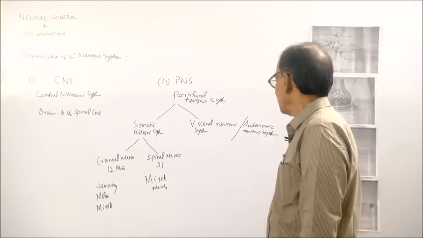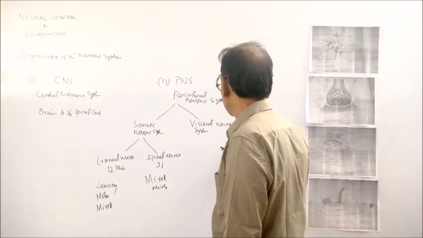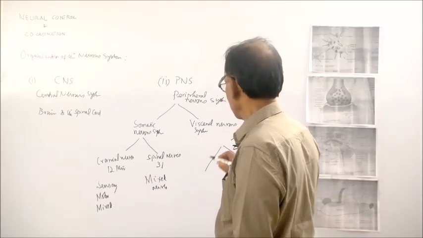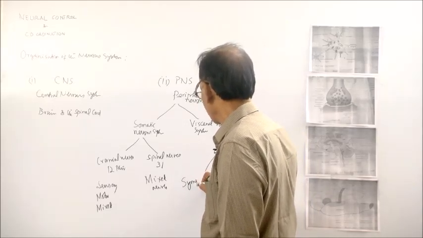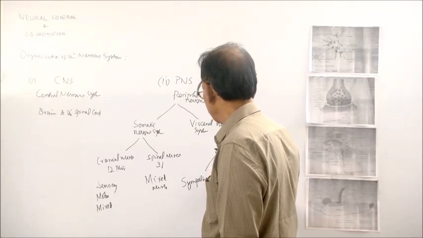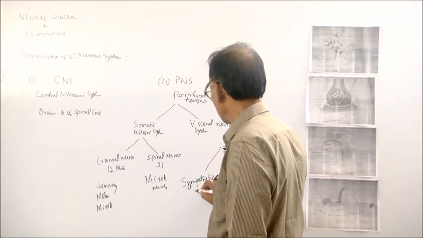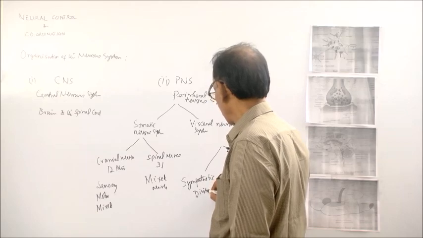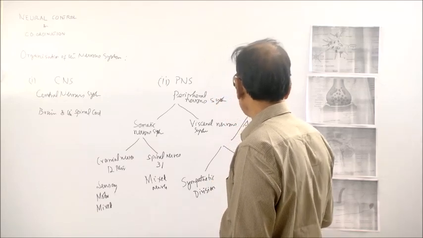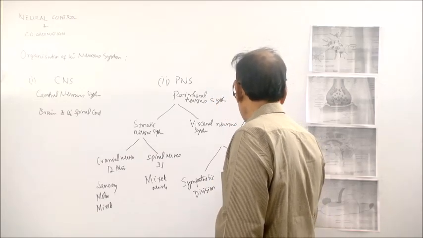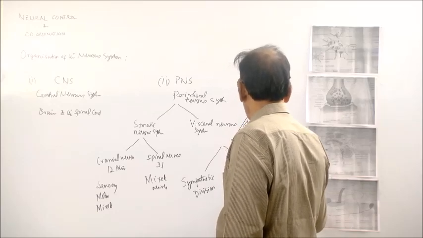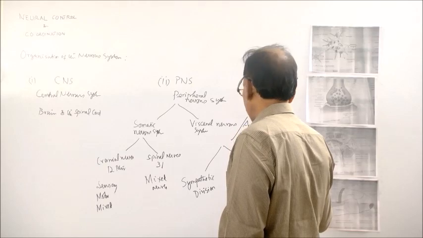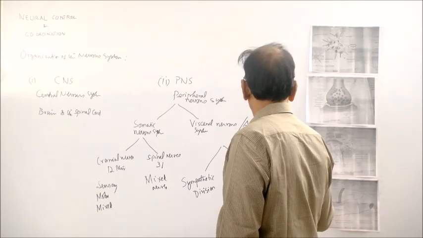The visceral nervous system, or autonomic nervous system, similarly has two divisions. One is the sympathetic division, and the other is the parasympathetic division.